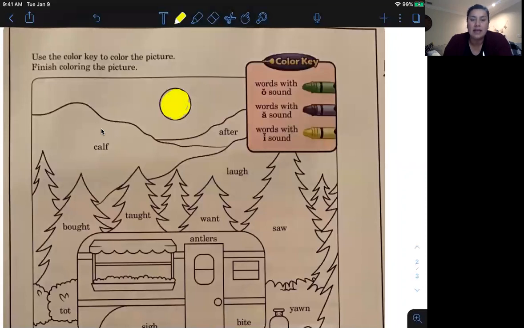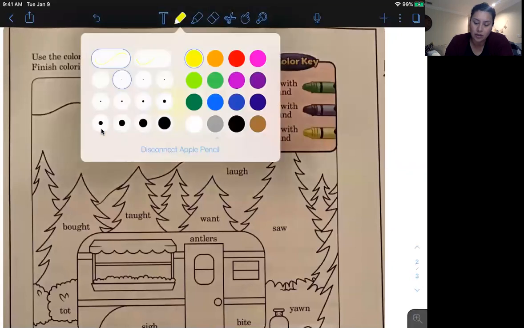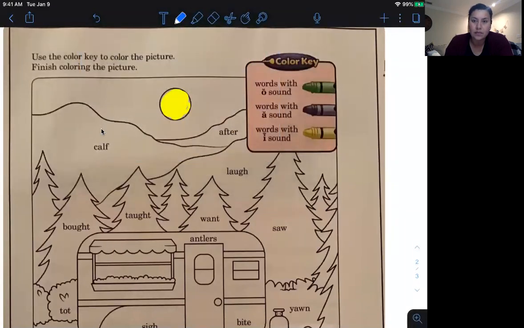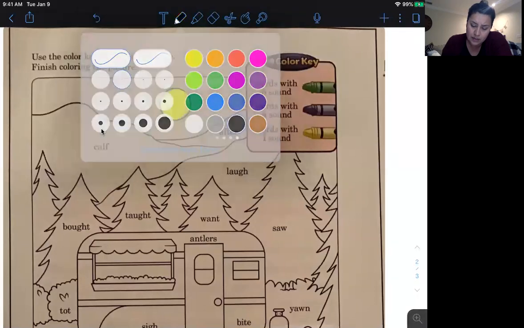And let me see. Calf. Calf. Does that sound like an ah, or I? Very good. So I'm going to change my color to blue. Wait, is that a blue or a brown? Oh, it's black. Sorry, I told you to get a brown. I meant black. Whoops. All right.